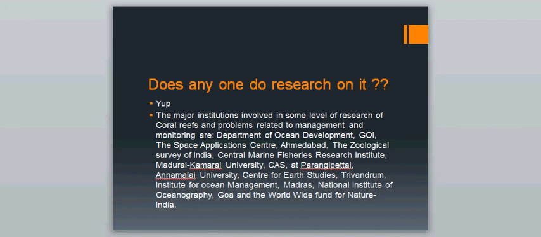Okay, then Central Marine Fisheries Research Institute at Madurai, then Annamalai University, then you will find Center for Earth Studies, Trivandrum, then Institute for Ocean Management, Madras, then National Institute of Oceanography, Goa, and the Worldwide Fund for Nature, India. Okay, so these are some institutes which do research in the coral reefs.